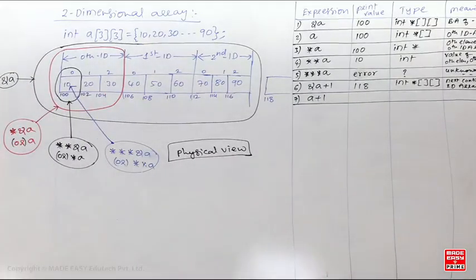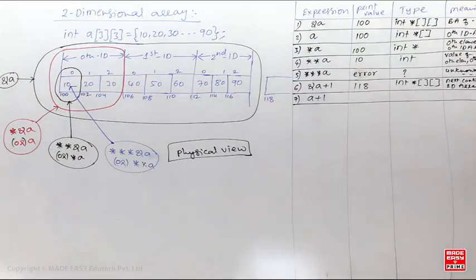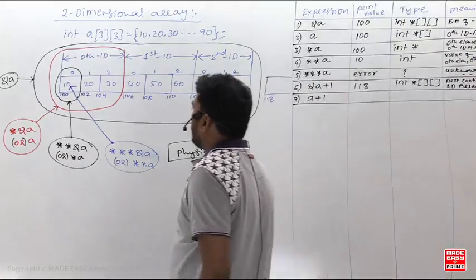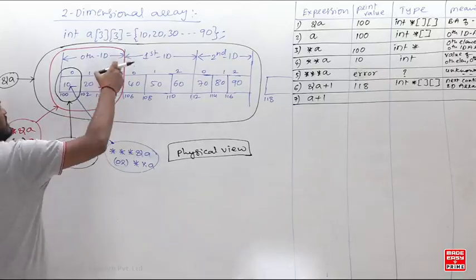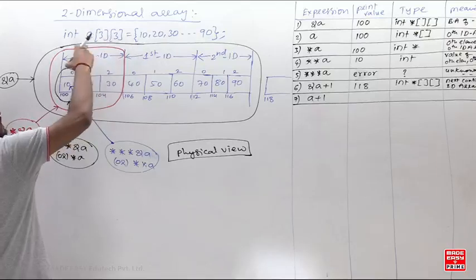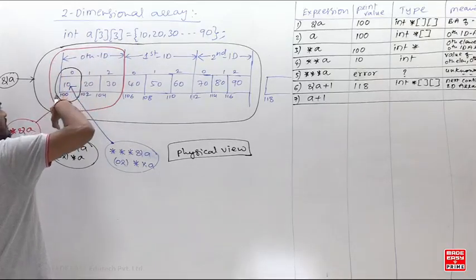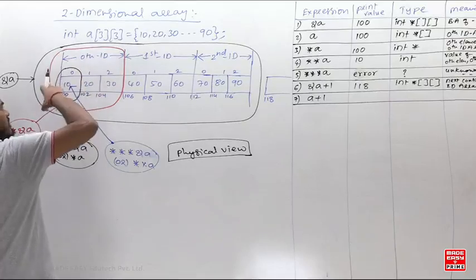Okay. So A means where it is pointing. Yeah, everything is clear. So A means it is pointing to 0th 1D array. Just listen carefully. See this diagram very clearly. If I say plus 1, it will jump according to 0th 1D array size. So 0th 1D array size, how much here?